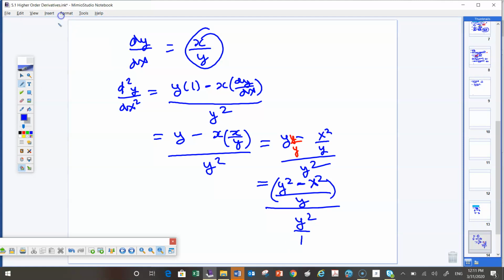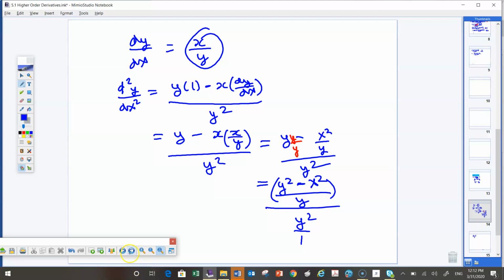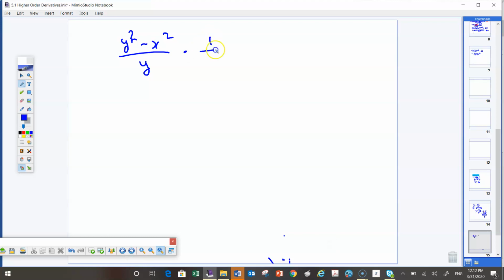So now I can multiply by the reciprocal of the denominator. So I have y squared minus x squared over y, times the reciprocal of the denominator, which is 1 over y squared. So now if we go along here, I end up with y squared minus x squared all over y times y, which is y cubed.